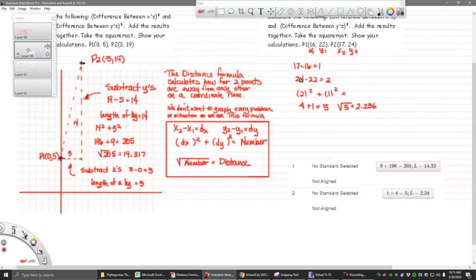So let's take a look at problem number 2. I have 2.236. I have the 4 plus 1 equals 5. And then my L, rounding this off, this is 5 or bigger, so that would become a 4. So 2.24. So those would be your answers.